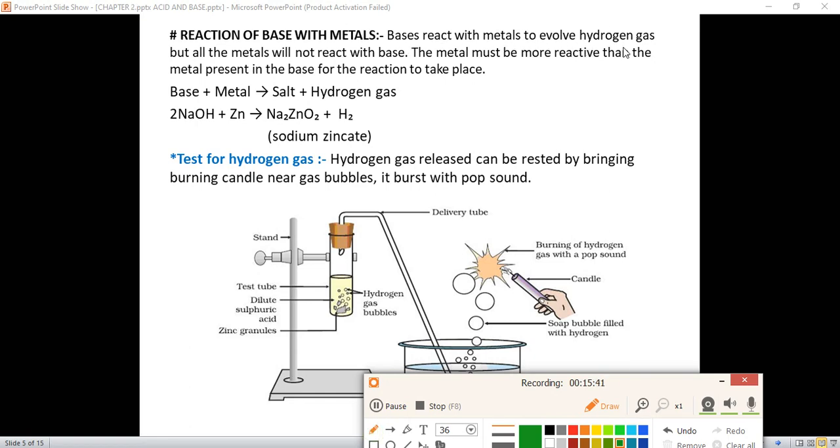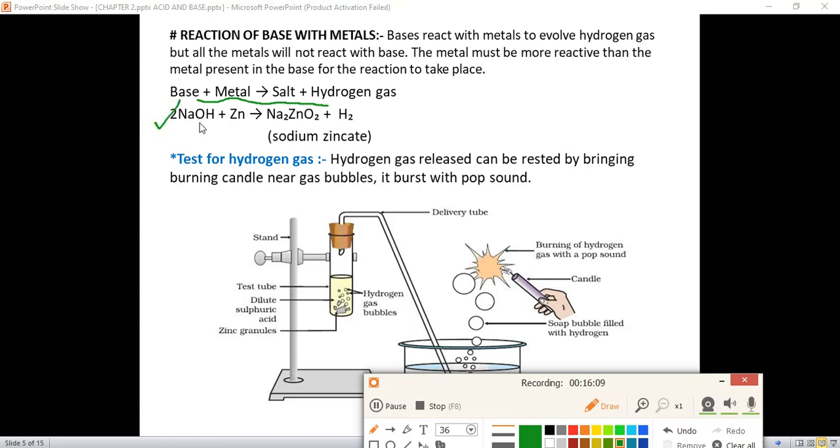Bases react with metal to evolve hydrogen gas, but not all metals will react with a base. Generally, bases react with metal to give salt and hydrogen gas. The metal must be more reactive than the metal present in the base for the reaction to take place. Now let's see with an example. Base plus metal gives salt plus hydrogen gas.